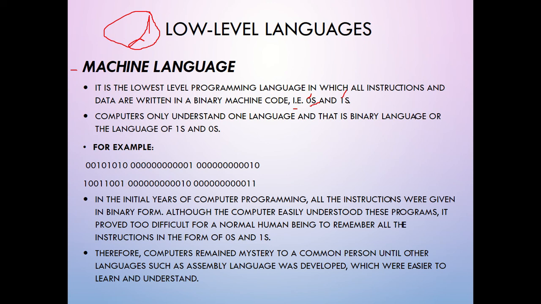The instruction is ordered by 0s and 1s. As we know, a computer understands only two symbols, zeros and ones, or binary numbers only. Computers only understand one language, and that is called binary language, or the language of ones and zeros. This is what we call machine language.